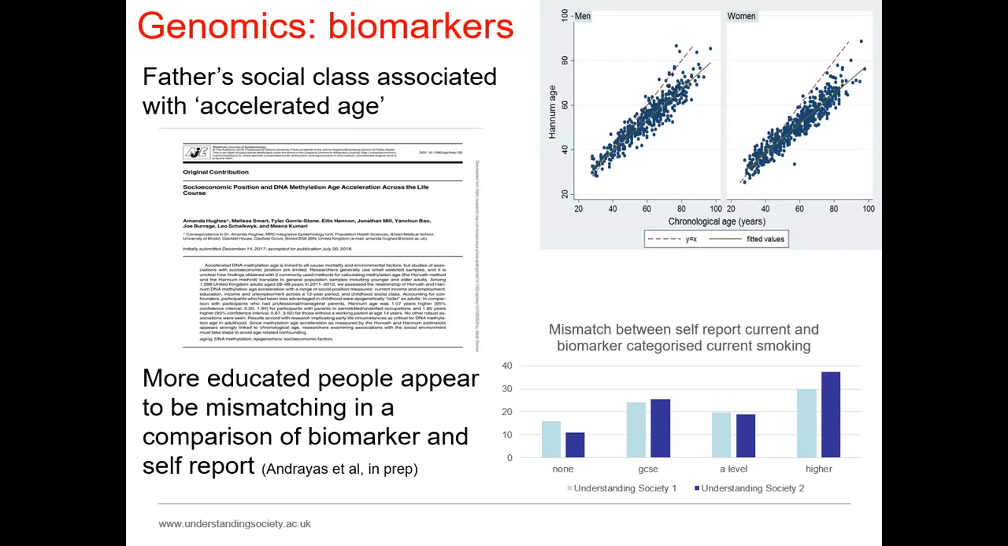You can see here that our data suggests that if you have lots of education, although fewer people report smoking, there is much more mismatch between the biomarker of smoking and self-report. So fewer people are telling us that they smoke than actually do, if you're more educated. We're looking into that, thinking about what that might mean.